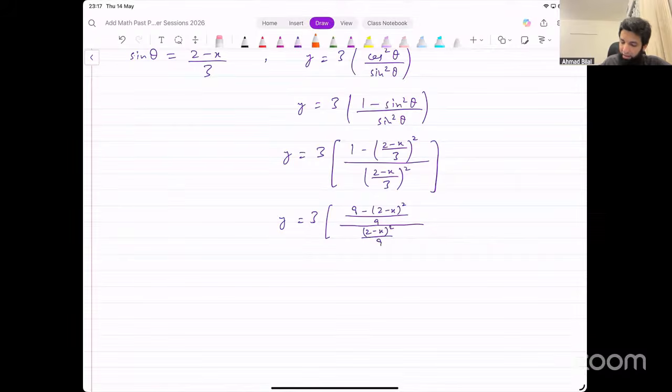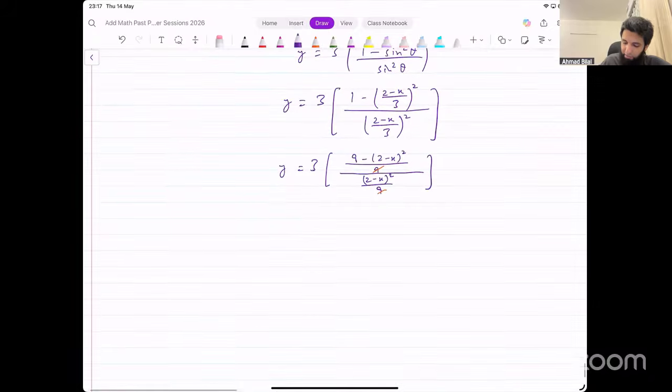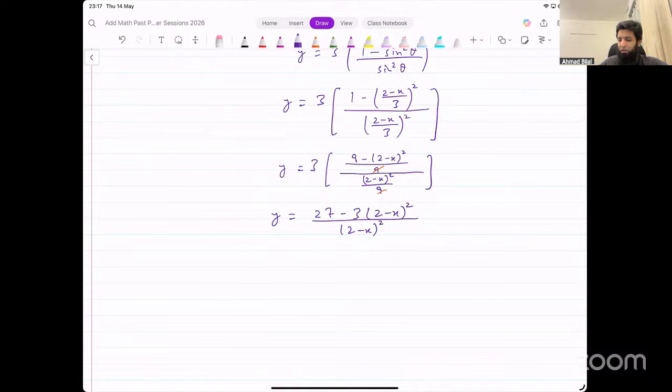Now 9 and 9 get cancelled, and that gives us the final result that we wanted. We can multiply 3 inside as well, and that is going to become 27 minus 3 into 2 minus x whole squared divided by 2 minus x whole squared. That's it. You don't have to simplify this any further. You can just leave it like this, and that's our final answer. This is what we were looking for.